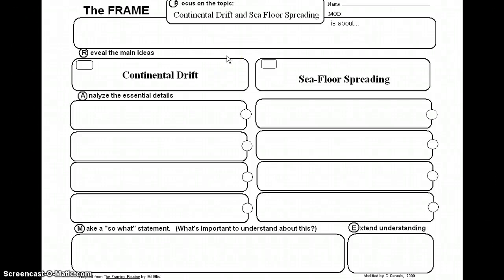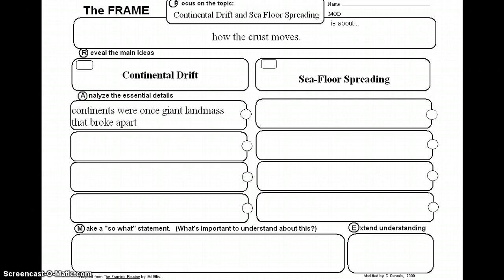Today in class, we talked about continental drift and seafloor spreading. And we're going to do a frame today that's going to focus on how the crust moves. The first topic we're going to talk about is continental drift. And understand that this is a hypothesis that was proposed by Alfred Wegener in the 1920s.